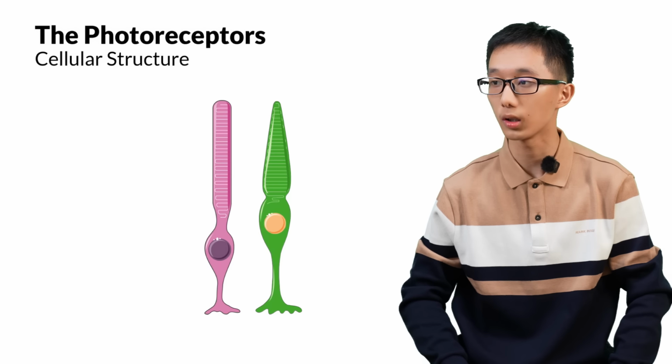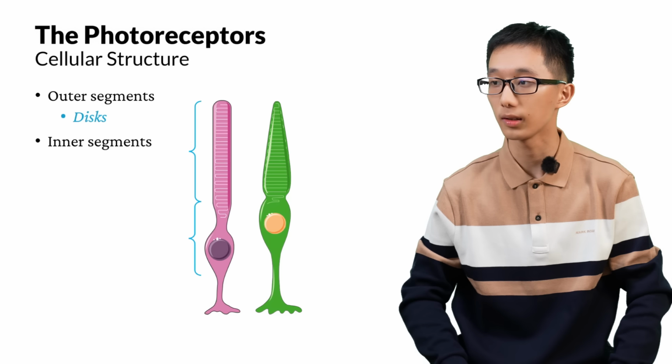This is the structure of a rod cell and a cone cell. It has 3 major parts: the outer segments, which have many discs in them, the inner segments, which contain the nucleus, and the synaptic terminals.